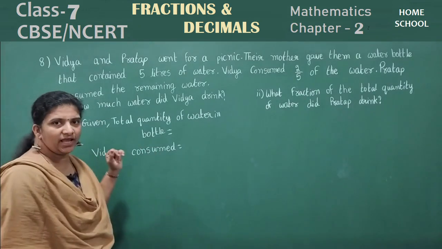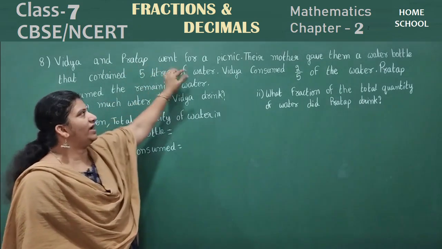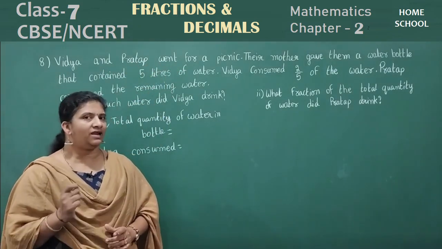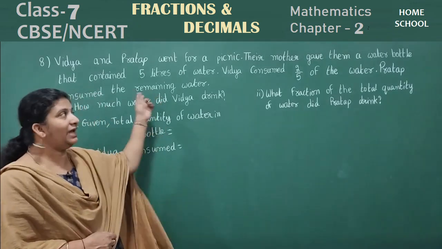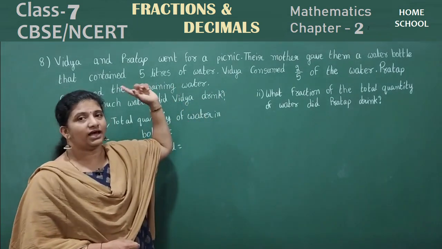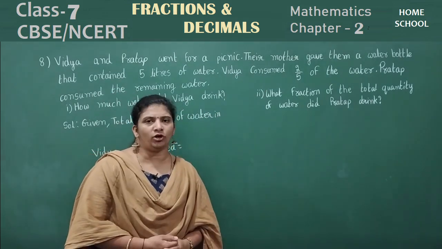So let's start with the 8th problem. Vidya and Pratap went for a picnic. Who are the two persons? Vidya and Pratap. Where did they go? They went for a picnic. Who are these two? They are brother and sister. Their mother gave them a water bottle.